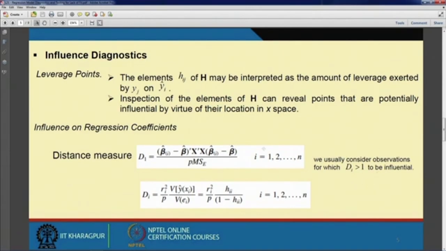Okay. So, here also you may be thinking that you require to go for n number of regressions. It is not required, because we have the hat matrix. From this hat matrix, D_i can be computed like this. r_i is the studentized residual, that you also know. p is the number of parameters to be estimated, and h_ii is coming from the hat matrix. So, if any D value is more than 1, that is influential.